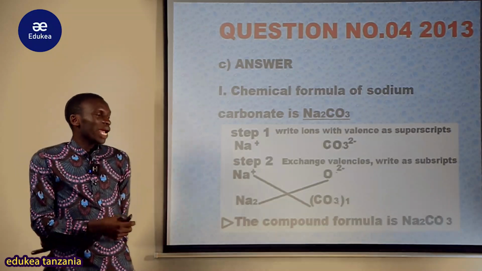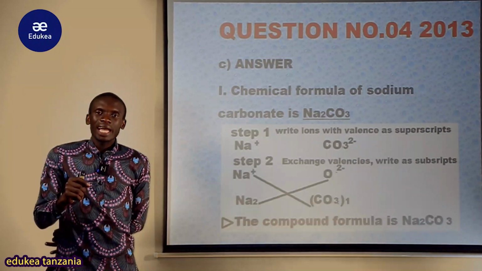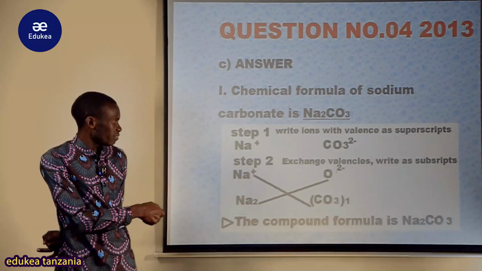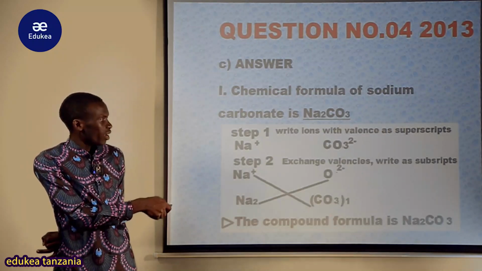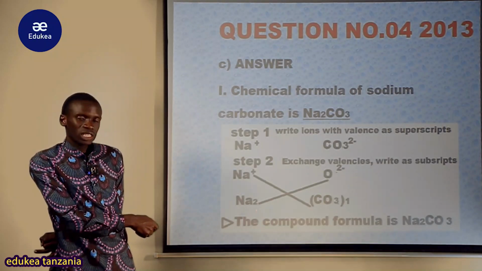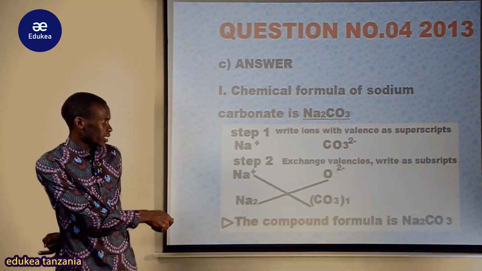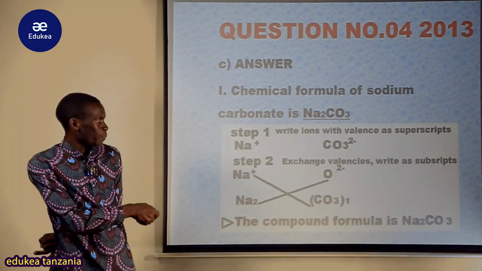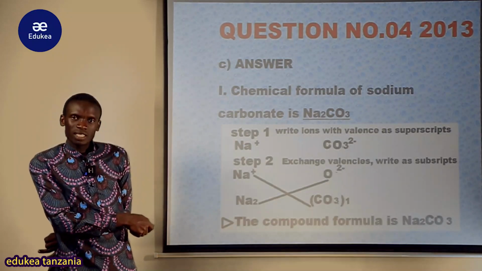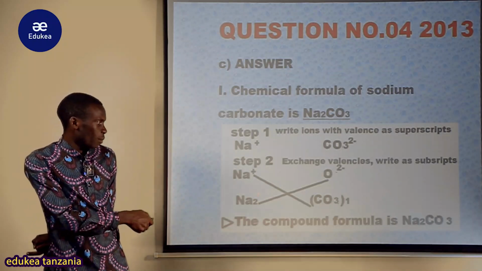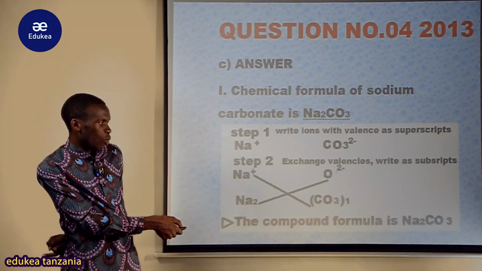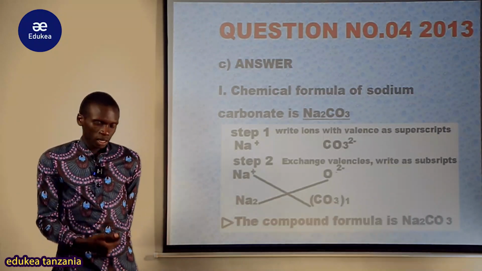After then, step 2, exchange valences and write as subscript. Subscript zinaandikwa chini. Valence ya sodium ni 1 inaenda kwa carbonate. Valence ya carbonate ni 2, itakuja kwa sodium inakuwa subscript. After then, combine the cation and anion with the valences as subscript. Utakuja kuona kwamba itakuwa ni sodium carbonate, Na2CO3. So 1 is not necessary to be written.